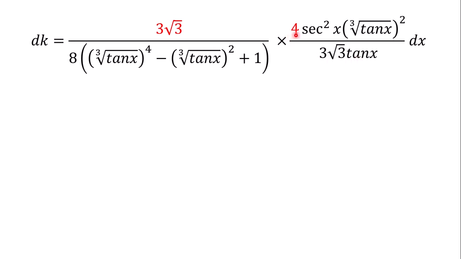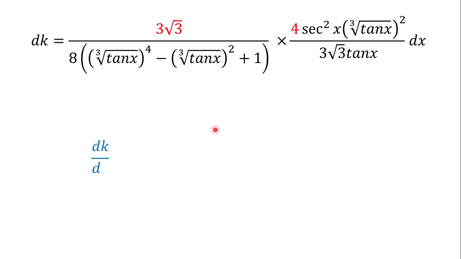And when you come here, 4 can go into 8. How many times? That is 2. So you will get 1 multiplied by the whole of this, and here also you will get 2 times the whole of this multiplied by tangent x, and that is going to give us 1 times this one, which will give us secant x squared times cube root of tangent x to the power 2 divided by 2 times tangent x times this one.